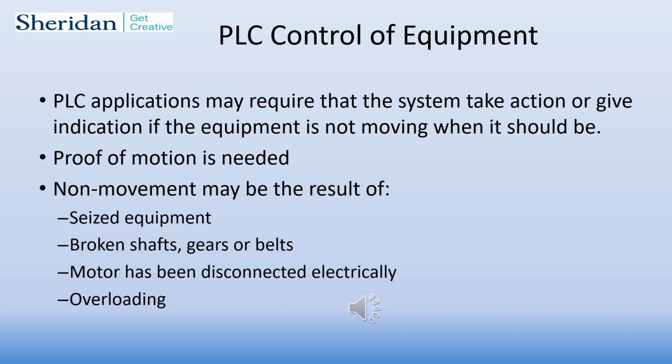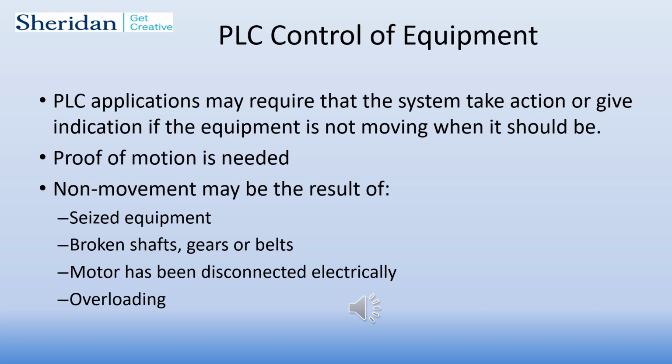PLC control of equipment. PLC applications may be required to take some action or give some indication if a piece of equipment isn't doing what it should be. That's to say that something should be happening, something should be moving, and if it isn't, or if it isn't doing it in a particular amount of time, there is something wrong in the process. Okay, so proof of motion is needed.